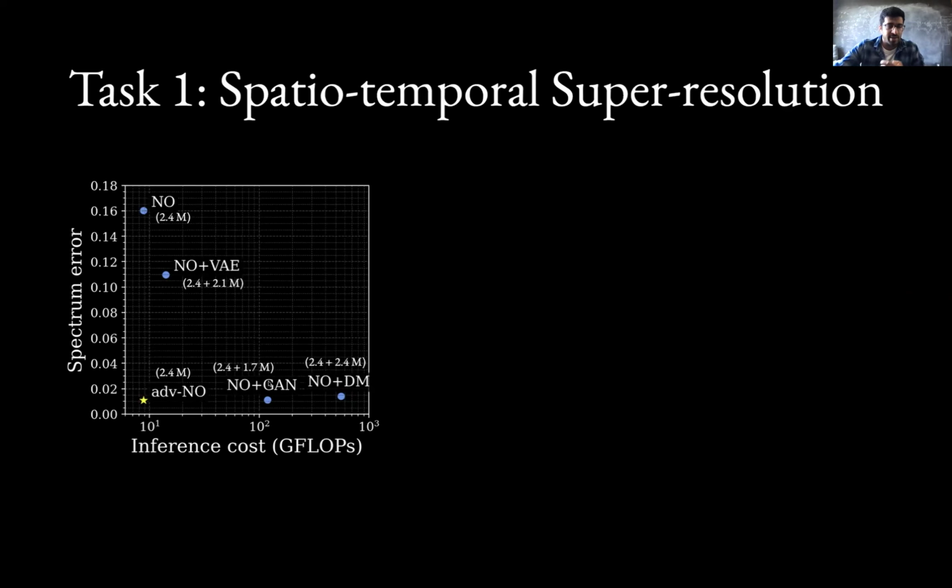error. But the thing is, the adversarial neural operator achieves like a 15 times lower energy spectrum error than NO, but at the same inference cost as the neural operator. While the NO plus GAN and diffusion model require additional computations, especially the diffusion model because it requires denoising iterations to estimate the super resolved states for each time step t.